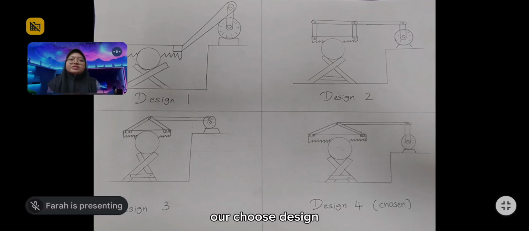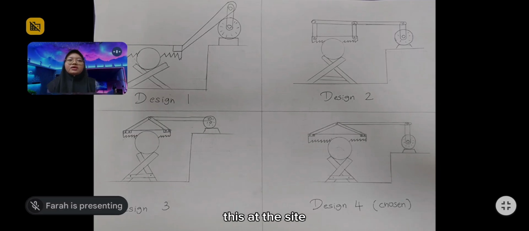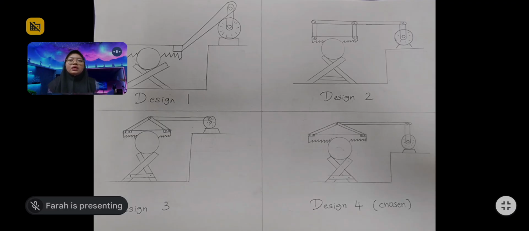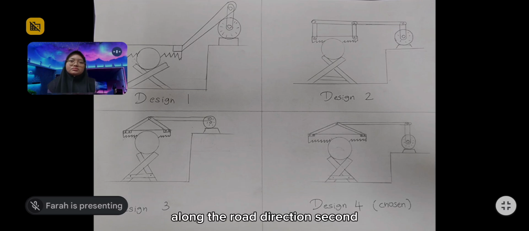In design 4, the system is divided into two main parts. First, the motor to motion conversion. The motor drives a crank disc at the side. A pin on the crank connects to a connecting rod. As the crank rotates, it converts the rotation motion of the motor into a back and forth linear motion along the rod direction. Second, the saw carriage and blade guidance.